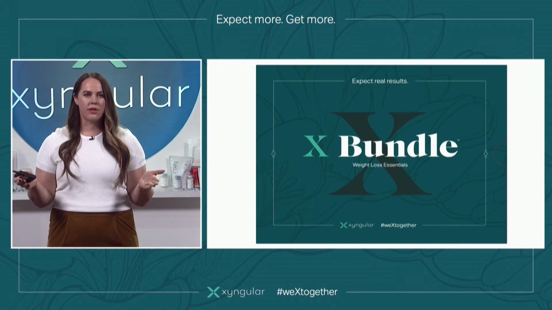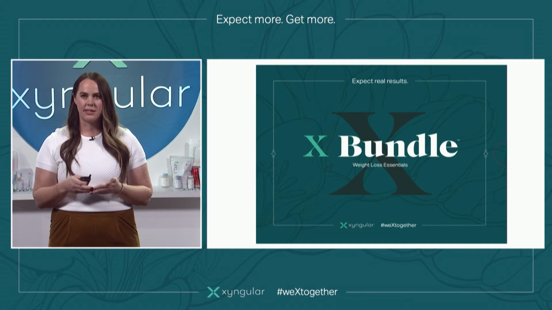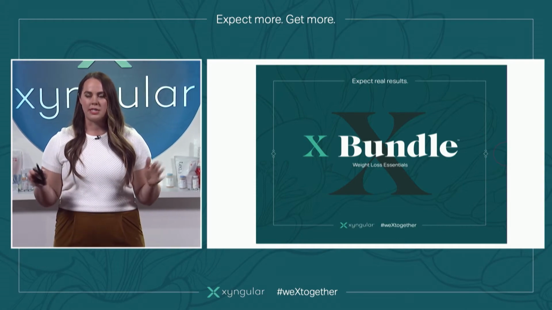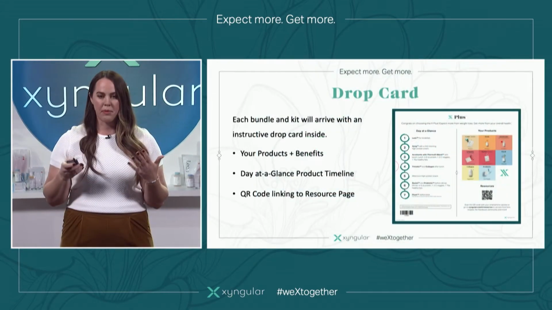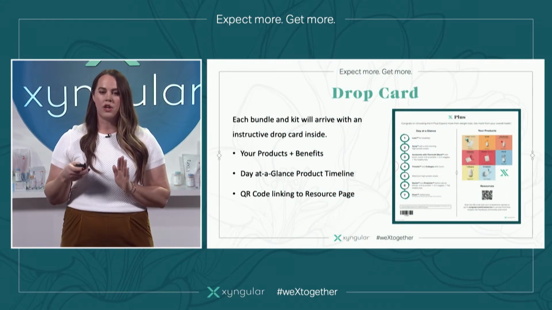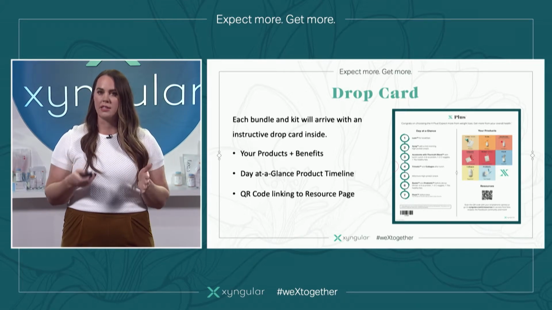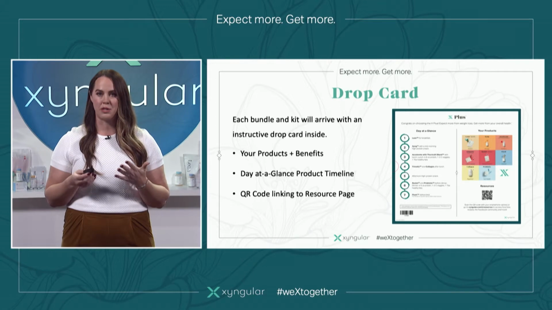Okay, so every customer that purchases an X Bundle, an X Plus, or an X Advanced, the first thing that they're going to see when they open up their box is this beautiful drop card. On this drop card, you're going to find all of your products and the benefits associated with them. You're also going to find your day-at-a-glance product timeline, along with a QR code linking you to your resource page.